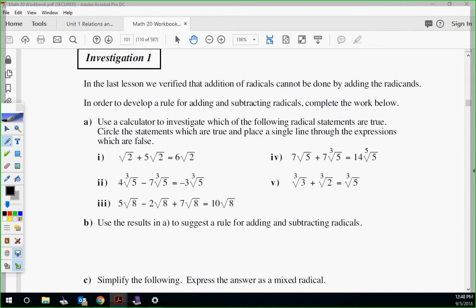Root 2 plus 5 root 2 is 6 root 2. So I want you to figure out, is that true? Use your calculator. Go ahead and just put in root 2 plus 5 root 2. The calculator will give you a decimal. Just make sure that it's 6 root 2.